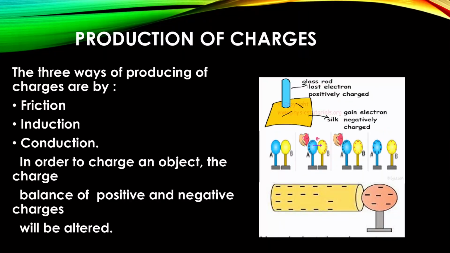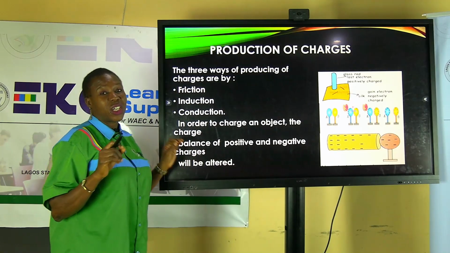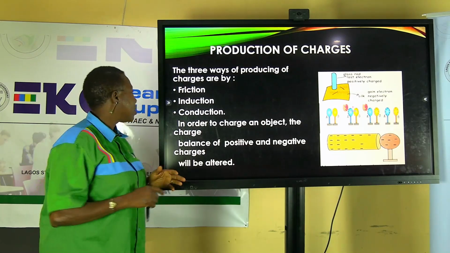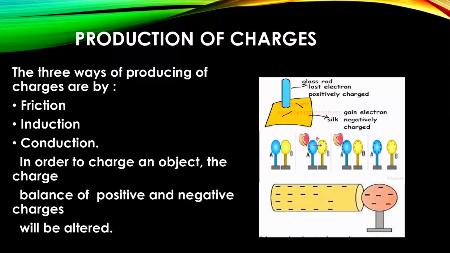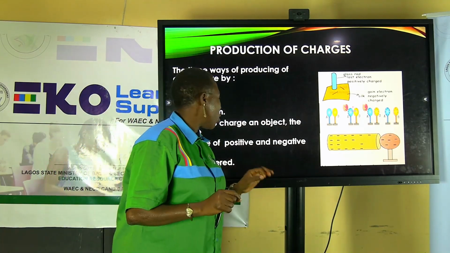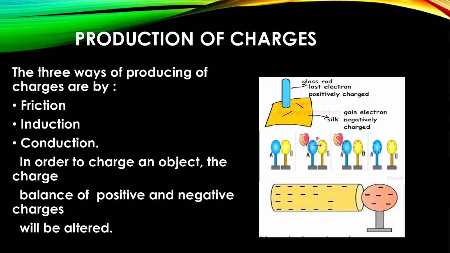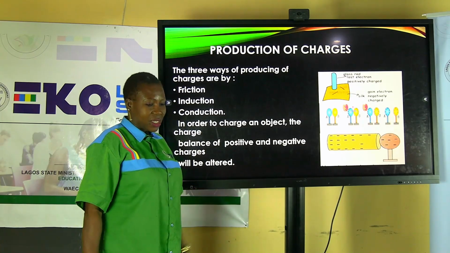Production of charges. There are three ways of producing charges, namely by friction, by induction, and by conduction. In order to charge an object, the charge balance of positive and negative charges will be altered. Let's look at this diagram together.